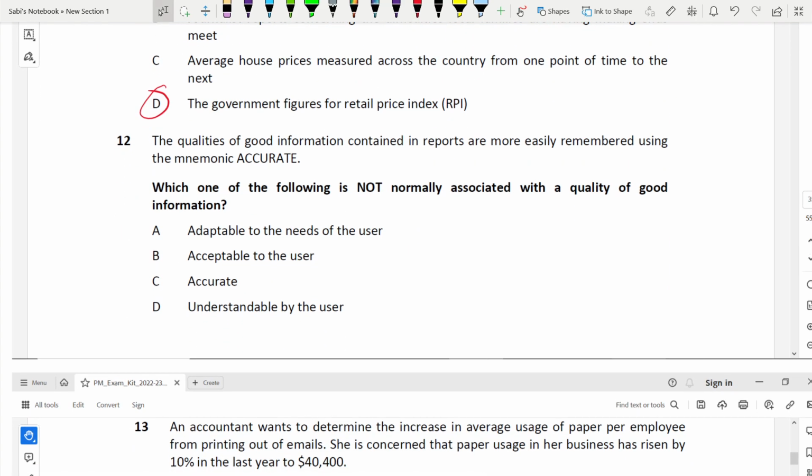12. We all know that good information has the characteristics of ACCURATE. It is the mnemonic: A stands for something, C stands for something like that. So, out of that, which of these is not a quality of good information? A, adaptable to needs of user. B, acceptable to user. C, accurate. D, understandable by the user. It is B, whereas the other three are qualities of good information.